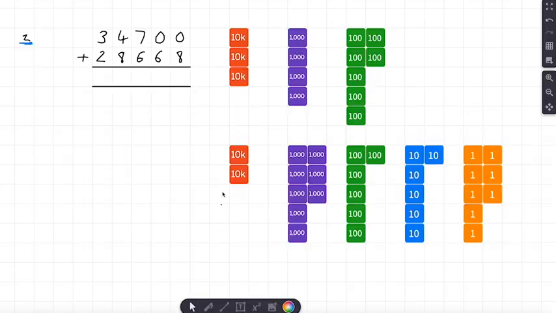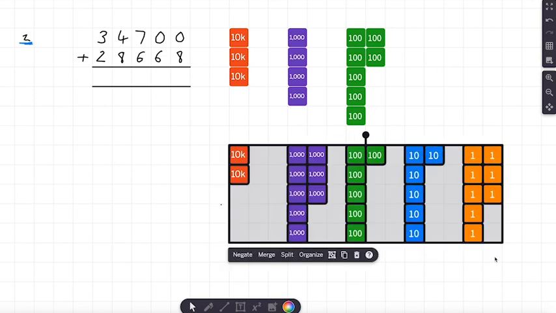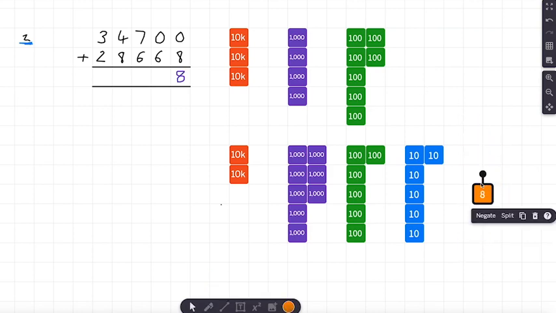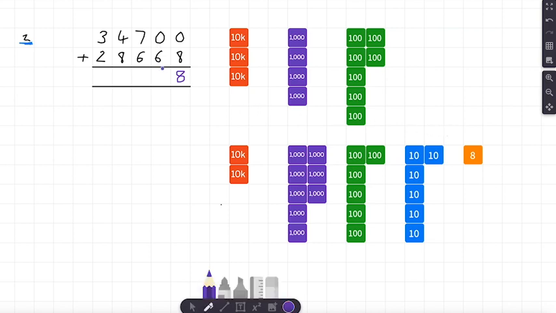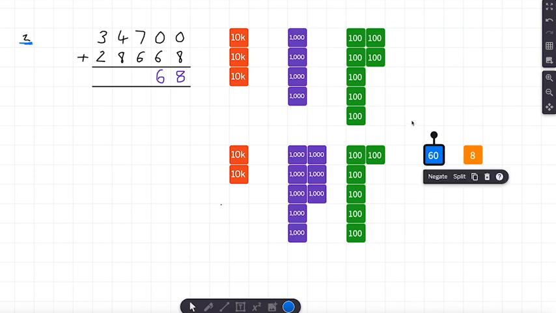On to question number 2. We have 34,700 at the top here, and that's going to be added to 28,668. Again, I'm going to start with the units, and we have 0 plus 8, which is just 8. I'll just merge those together, don't need to add anything to that. And again with the tens, we have 0 plus 6, which is just going to be 6 tens, which is 60. There's our 6 tens, 60.